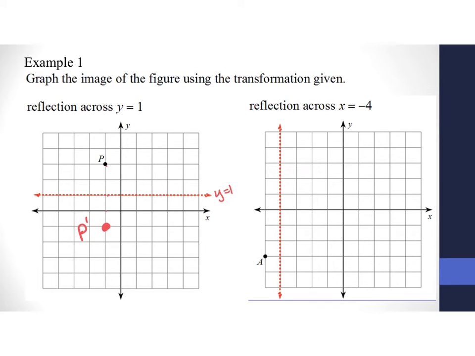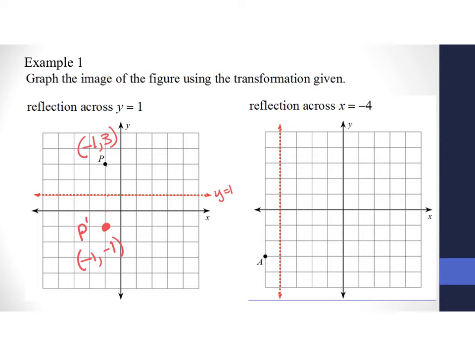Now, if I give these coordinate points, notice that this is a coordinate point (-1, 3). And my reflection over the y equals 1 line is (-1, -1). So notice when I'm reflecting over a y equals line, my x value stays the same, but my y value is going to change.